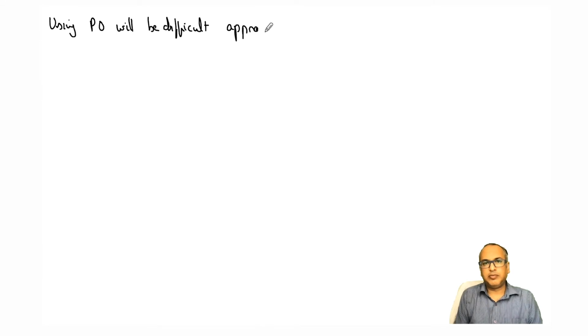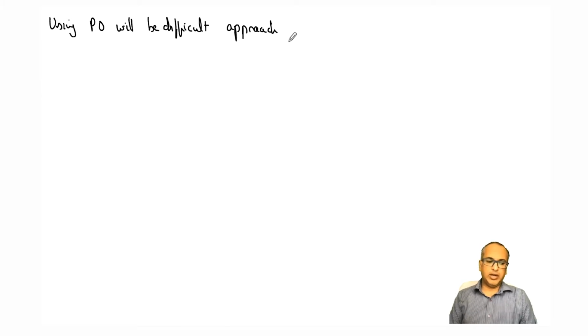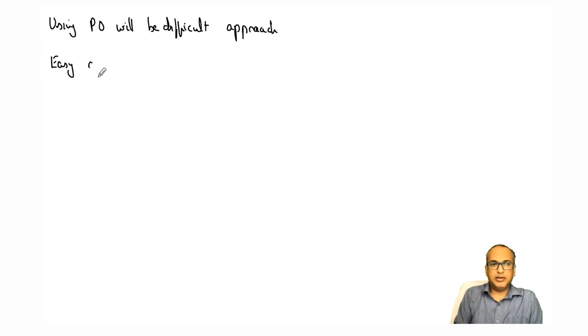Now using the projection operator will be a difficult approach here, because we are dealing with a triply degenerate representation. Already in the case of doubly degenerate, we have seen how difficult it is to find the other SALCs, like the second or third SALC is not really trivial. So we will try to look for an easy approach. I'm just writing it down as easy approach.